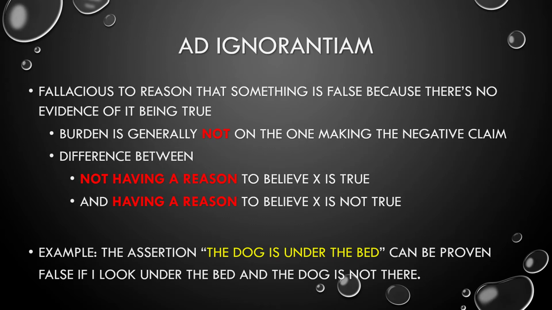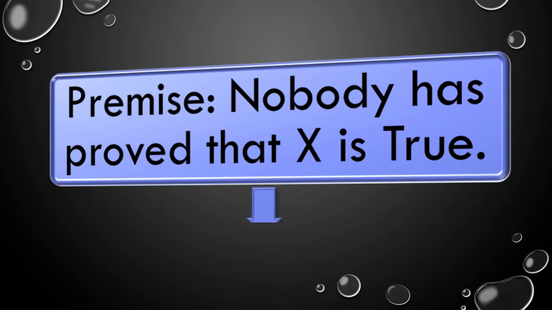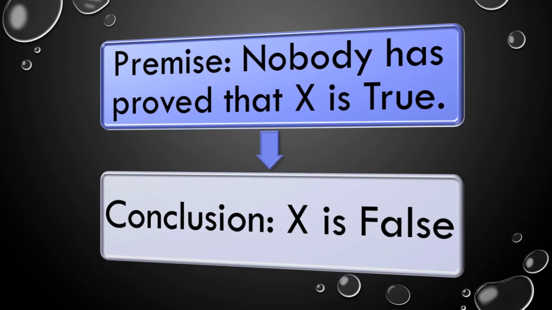So, we could schematize the whole thing probably this way. Premise: nobody has proven that X is true, therefore I'm going to conclude that X is false. That doesn't work. Let's look at a film clip illustrating this very point.